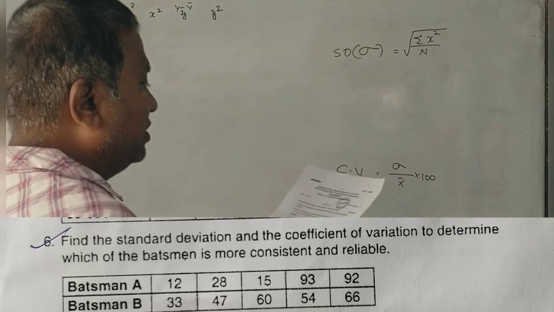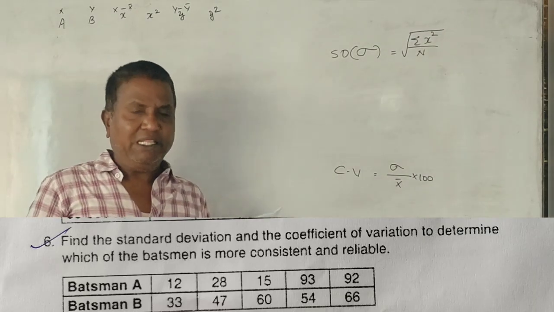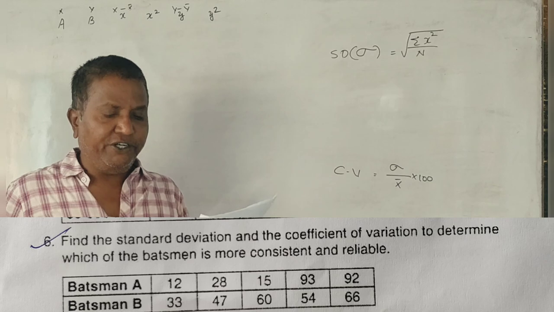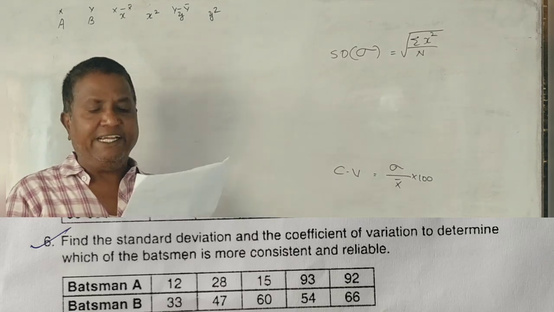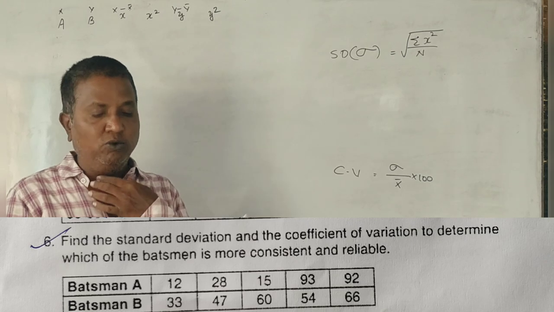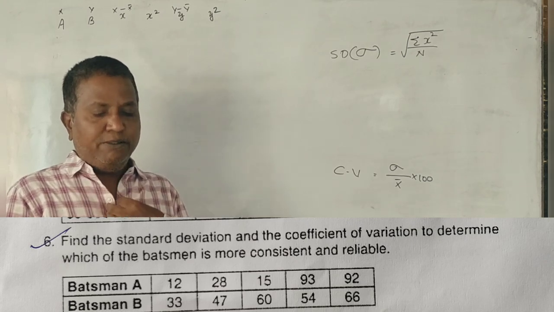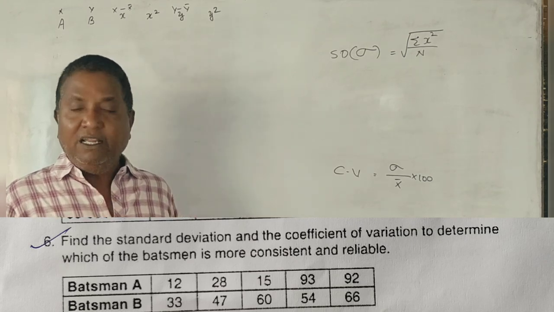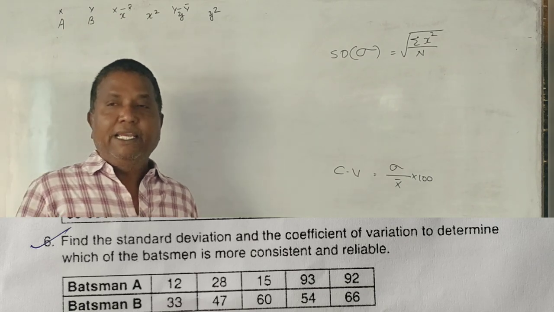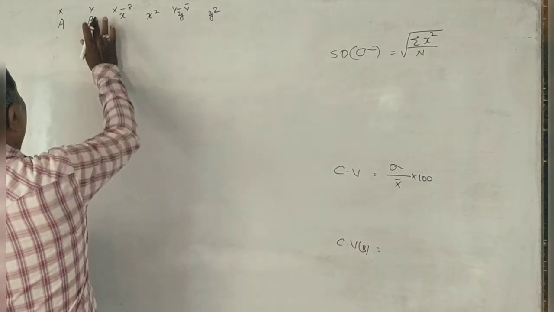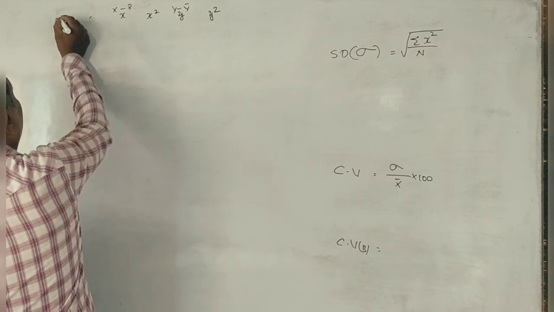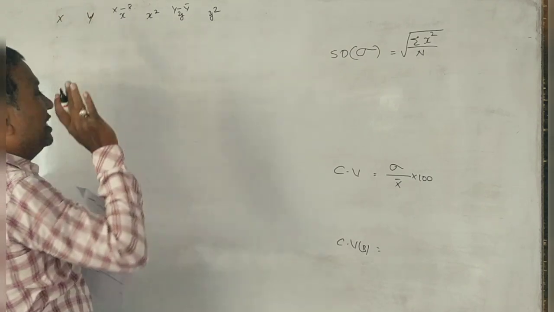Guys, 2021 question paper, the standard deviation and the coefficient of variation. 5 marks question. Find the standard deviation and coefficient of variation to determine which of the batsmen is more consistent and reliable. Batsman A, batsman B. Let batsman A be X and batsman B be Y.